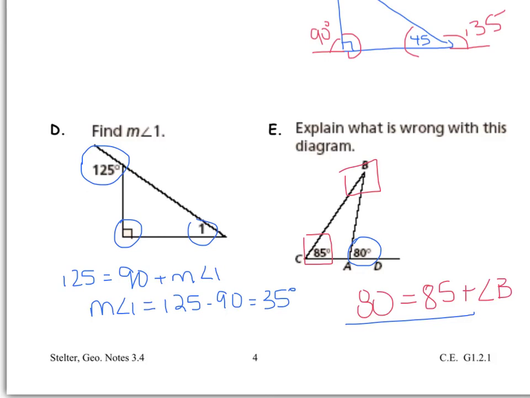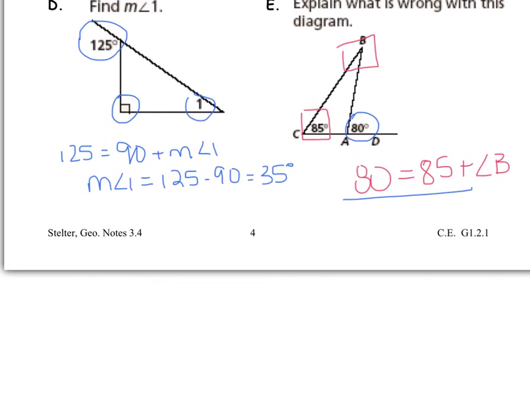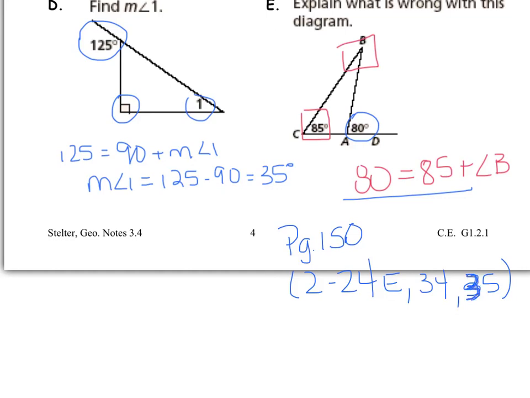So what you guys will have tomorrow, not today, unless you're going to be absent, you can jot this down or something. You'll have page 150 through, I think it goes through 151. It's 2 through 24, evens, 34, and 35. So you guys have the option. You could get this done now if you wanted, like if you're planning on going to the football game or something like that, or if you've got plans, but that's what you guys will have tomorrow to do in class.